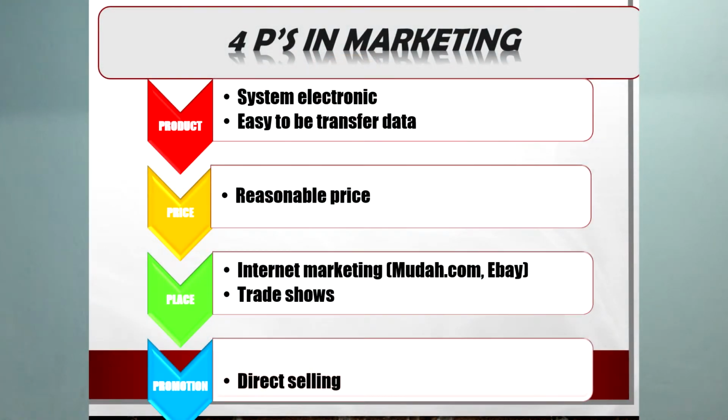Okay, next is focus in marketing, which consists of product, price, place, and promotion. For the product, our product is using an electronic system and is easy for transferring data. Then the price is a reasonable price. Next, the place is internet marketing, which we can search at Mudah.com or eBay. Next is promotion. Our promotion is using direct selling or flyers.